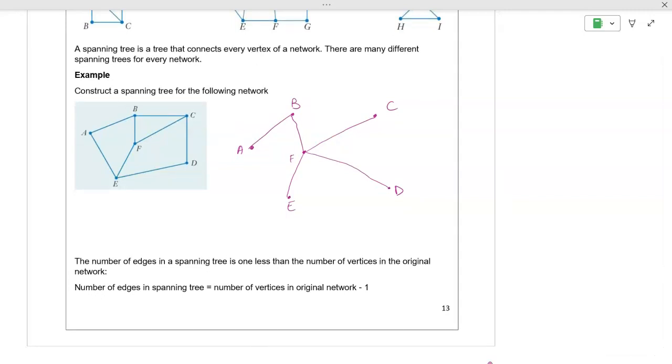So it says down here, which is really important, the number of edges in a spanning tree is one less than the number of vertices in the original network. So if we count how many vertices there are, 1, 2, 3, 4, 5, 6. So the number of edges is one less than the number of vertices, so 1, 2, 3, 4, 5. So we can see I had 6 vertices, I have 5 edges here. The number of edges in a spanning tree is the number of vertices in the original network minus 1. And that's proved that there.